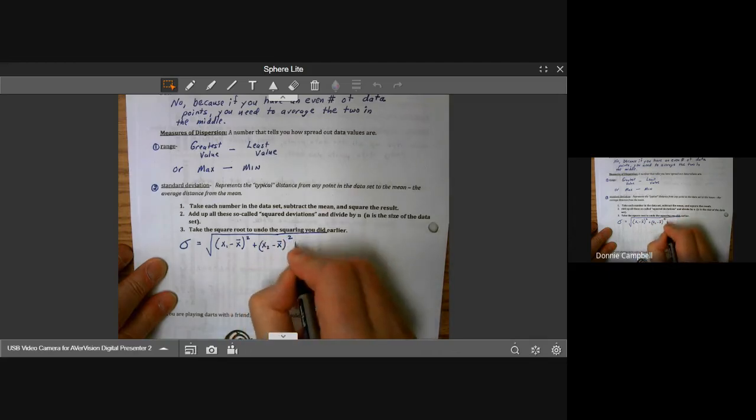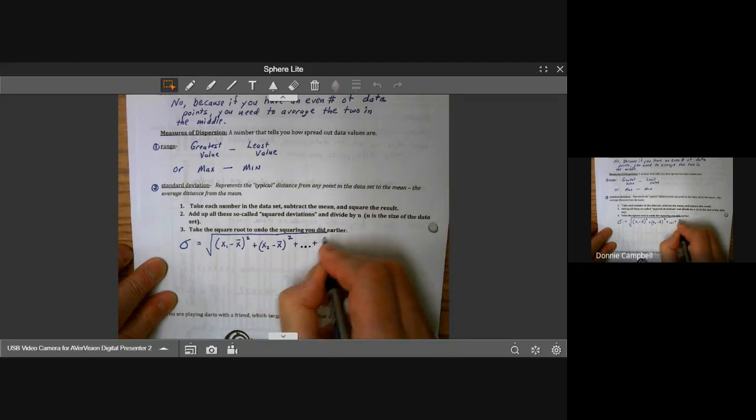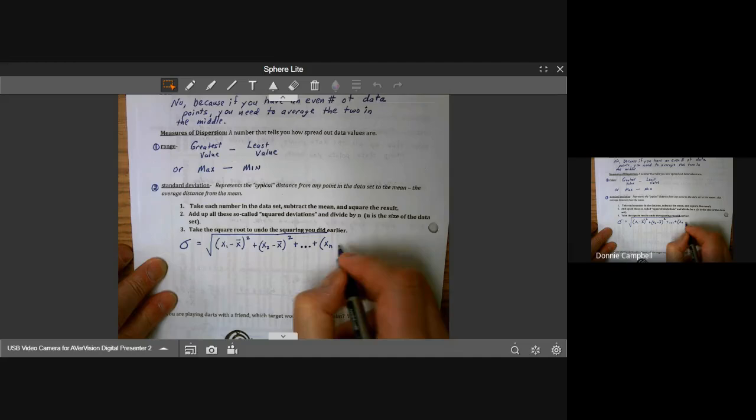And again, you don't know how many you're going to have in your data set. So you're going to say plus your last one minus the mean squared. Okay? So, that's the formula we're going to use.